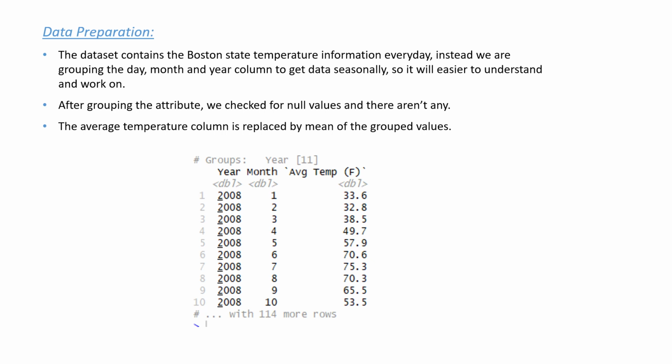Let's move on to the next topic, data preparation. The Boston climate data is generated on a daily basis. In order to get the data corresponding to the season, important attributes are grouped. When grouping by month, the average temperature of a month is obtained by taking the mean of the daily temperature values of that particular month, as clearly shown in the table. While investigating, there are neither null values nor missing values in it.